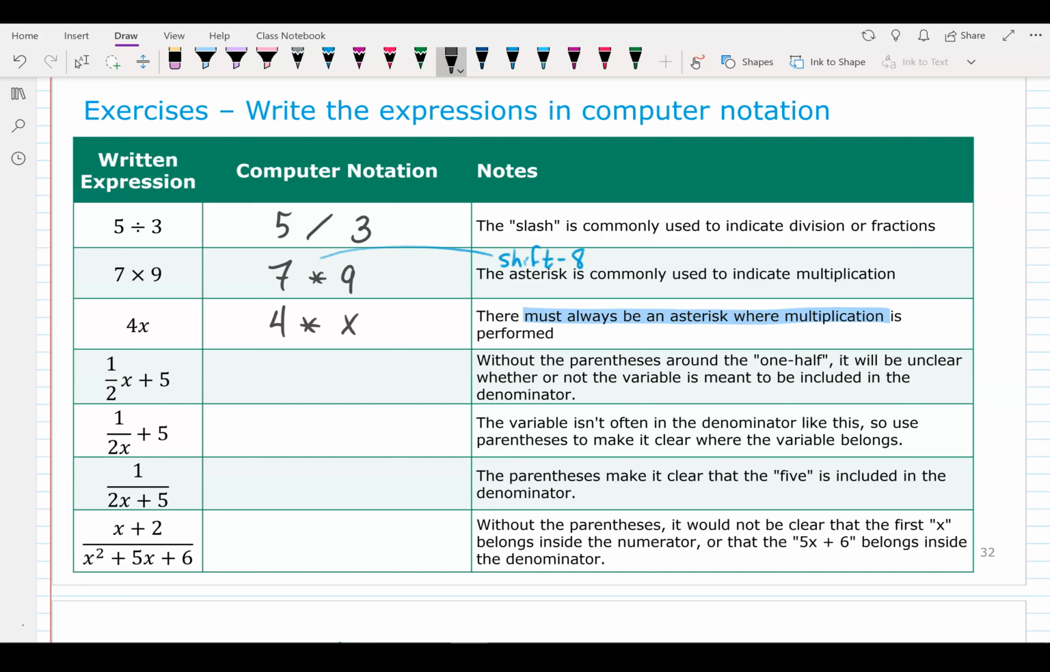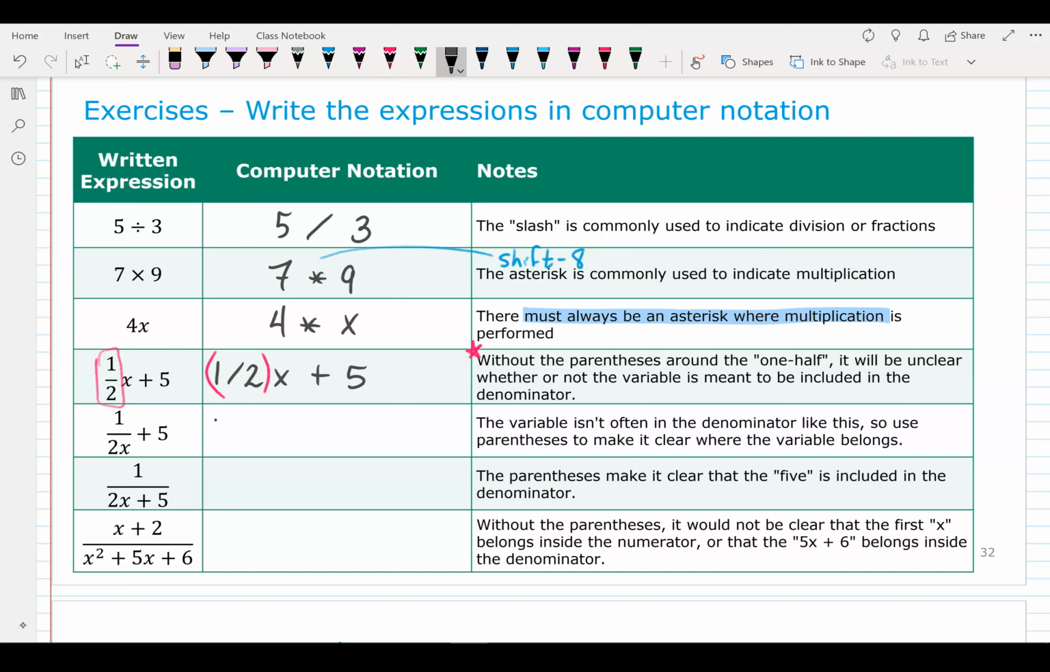1 over 2 x plus 5, well, let's try writing it as we see it. 1 over 2 x, well, I'm not going to have a cursive x, so it would be command line x, plus 5 is what we would expect. But the 1 over 2x is a bit of a problem. We want to force it to be 1 over 2 and then multiply it by x. And whenever we want to force an operation, we need to use parentheses or brackets. Without the parentheses or the brackets around the 1/2, it will be unclear whether or not the variable is meant to be included in the denominator or not. And the next problem is going to make this very clear.